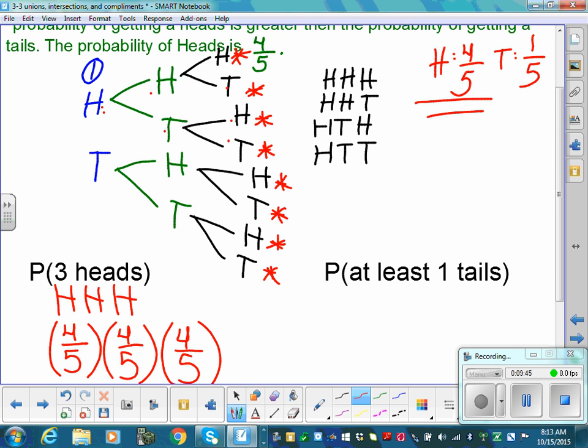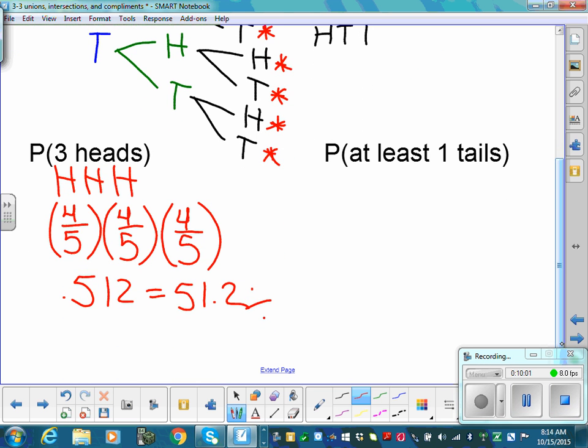Heads, heads, heads. And we knew that probability was, does everybody understand how every single other outcome besides heads, heads, heads has at least 1 tail? Yeah? Okay. So then if the probability of landing on all heads is 51.2%, the rest would be at least landing on one tails, right? So you'll take 100% minus 51.2%. That's the easiest way of doing it.